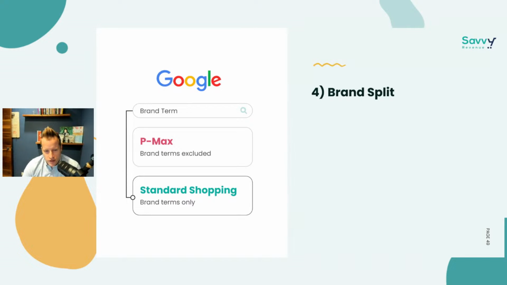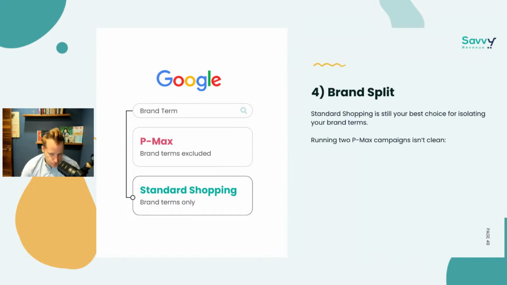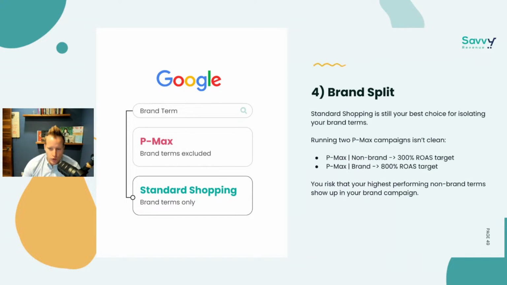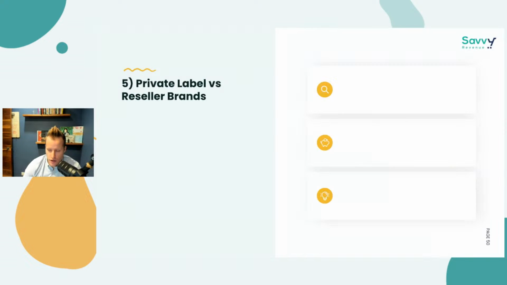And then there's just the brand split. Like, if you want to have your brand term excluded, you want to run it in a standard shopping, because running two PMAX campaigns isn't clean. You'll do it like non-brand and brand. The non-brand has brand excluded. You have a low ROAS target for that one. You have a higher ROAS target for the brand PMAX. You'll still potentially see your non-brand highest ROAS terms go into your brand campaign. So that lowers your non-brand ROAS, and PMAX can lower your overall volume over time. So you start running into an issue. So again, the goal here is simply to add a standard shopping for your brand terms. It's the cleanest way. It's the best way. And you 100% have to do this.